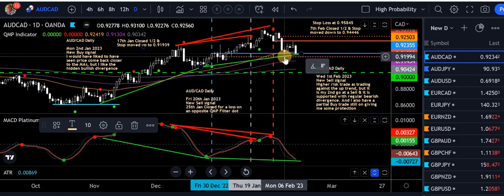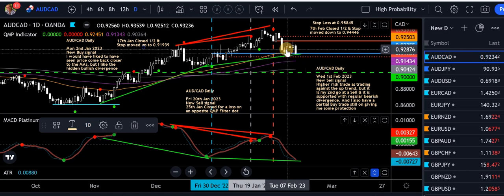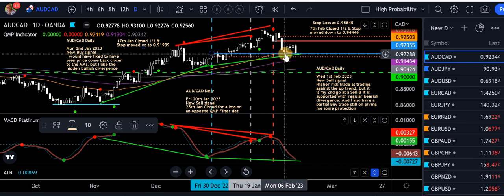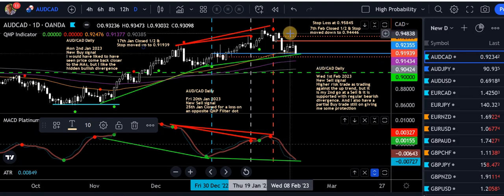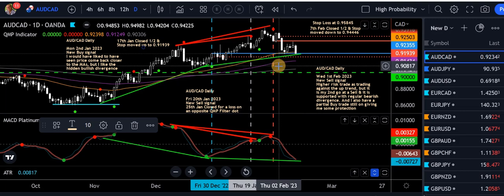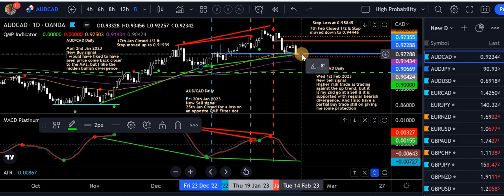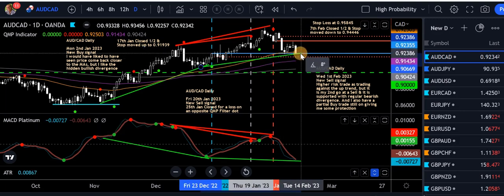7th of Feb. So let's go look at 7th of Feb in here. On the open of this bullish candle, when the price hit the moving averages and the MACD Platinum went through the 0 level, I closed half and dragged the stop down. So I can't lose on that sell. Basically I'm locking myself into a profit on both trades there, and we're nowhere near the stop.